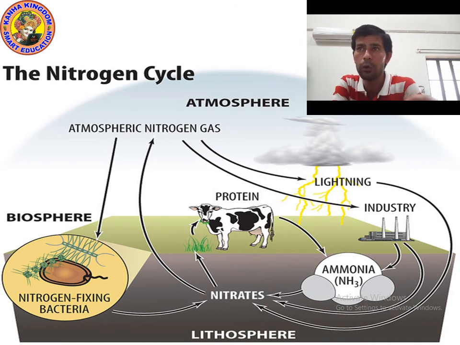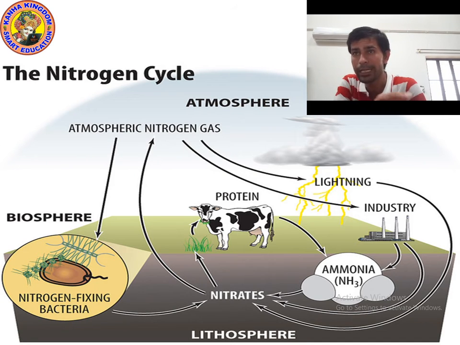Can you see the cow? What is the cow eating? The cow is eating grass. Grass is a plant. So the cow is eating plants. Yes. So the plant is getting nitrate. Nitrate is a form of nitrogen. So plants are taking nitrates, and using nitrates, plants are making protein and other compounds.